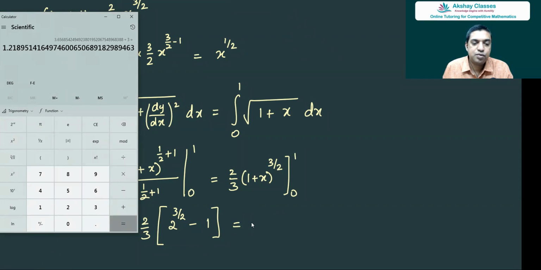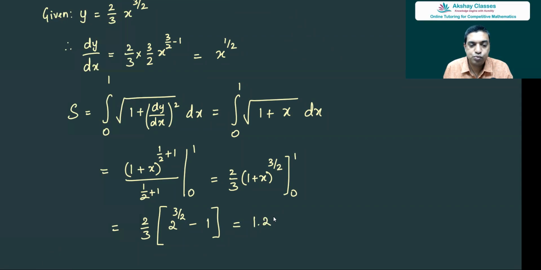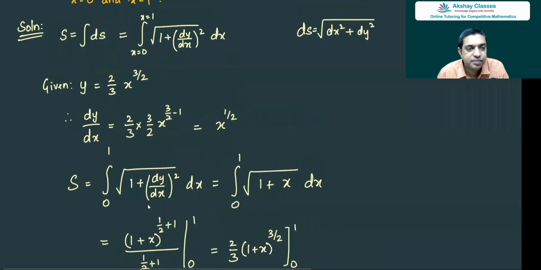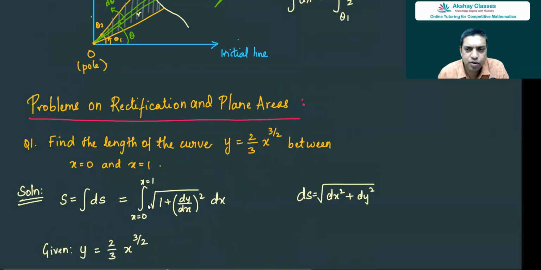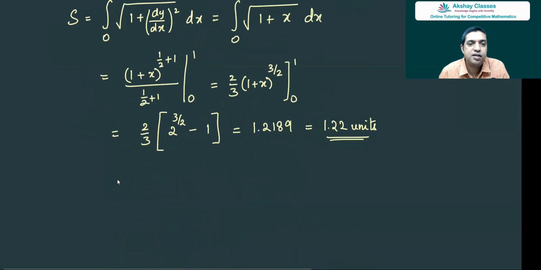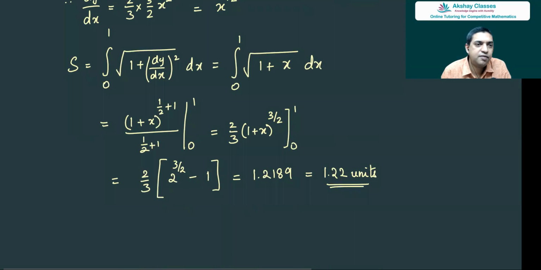So 1.2189. This is the length, whatever the units are. So 1.22 units. So this was the answer. This was the option given in that GATE paper. 1.22. All right. So this was a simple problem on length of the curve. Very simple one. Next, we'll go to a little difficult one. I hope you all have taken down this one.